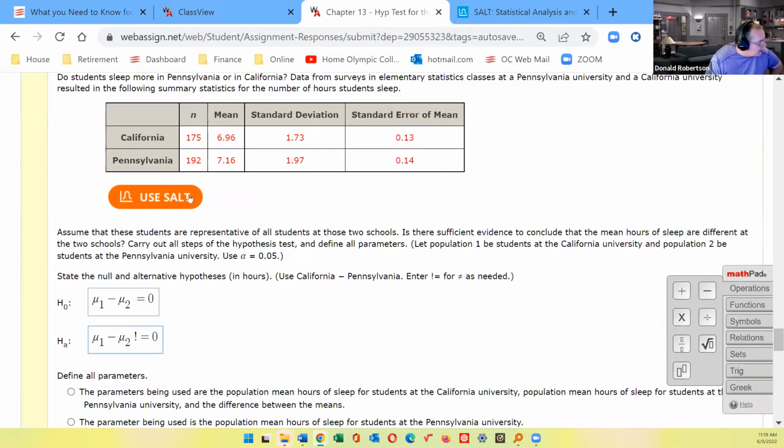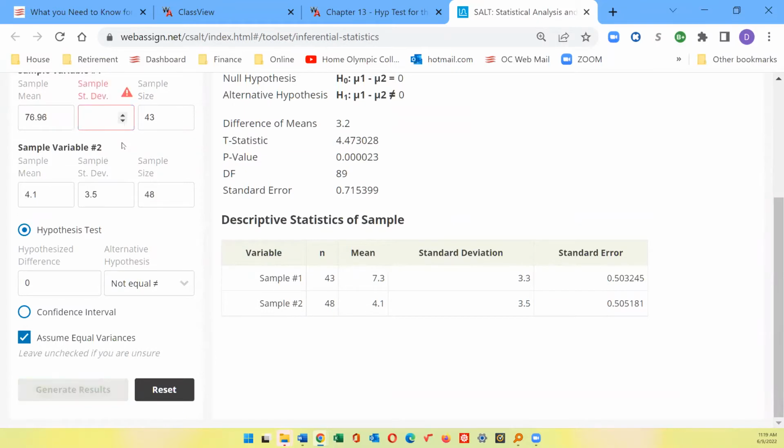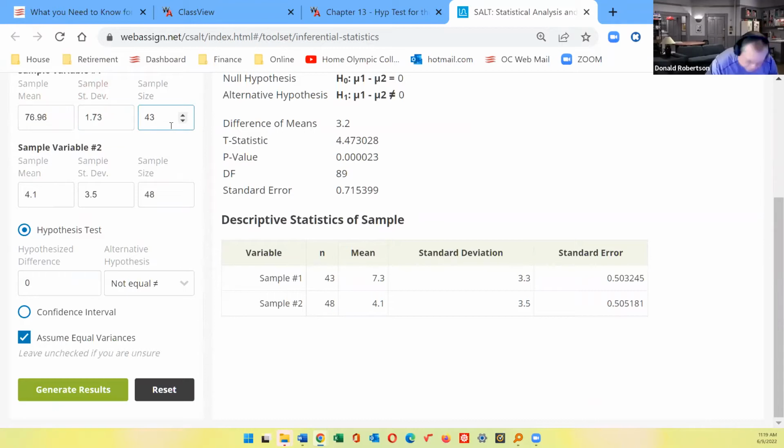Now, I think I'm going to have to jump around here with the numbers, but here goes. I'll try and write down one group. So it's 6.96, 1.73, and 175. So I'm putting in the Californian data first. In the Californian data, 6.96, a standard deviation of 1.73, and there were 175 people who did that.